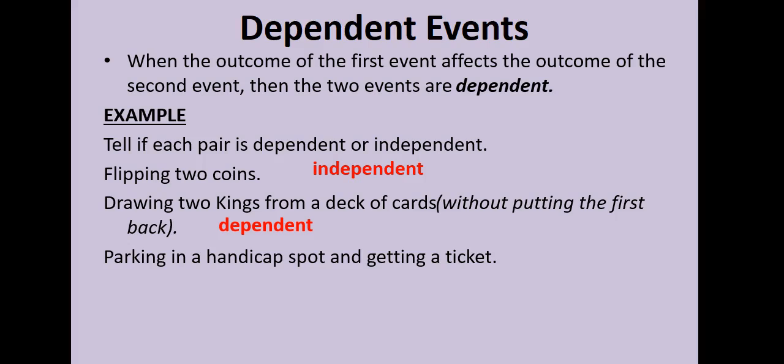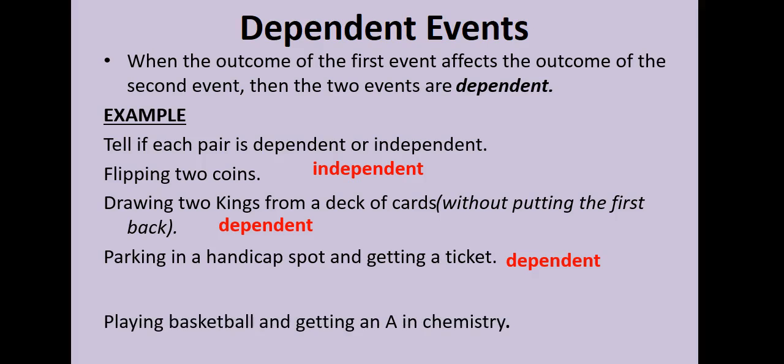Parking in a handicap spot and getting a ticket. Just to clarify what this is saying, the probability of me getting a ticket at any random time that I drive my car might be one thing, but if I park my car in a handicapped spot, that probability is now going to change. The probability of me getting a ticket is going to increase. So the events here are dependent of one another. The probability of me getting a ticket is going to change if I start all of a sudden parking in handicap spots all the time.